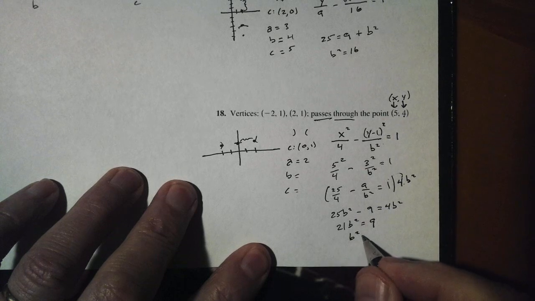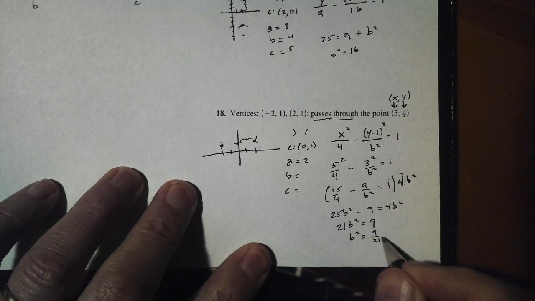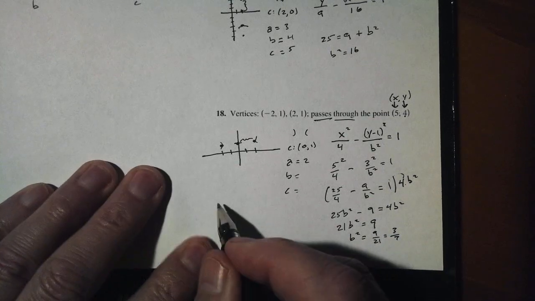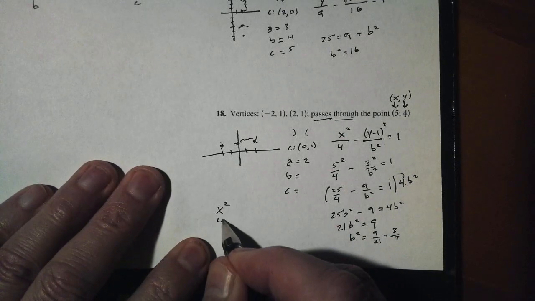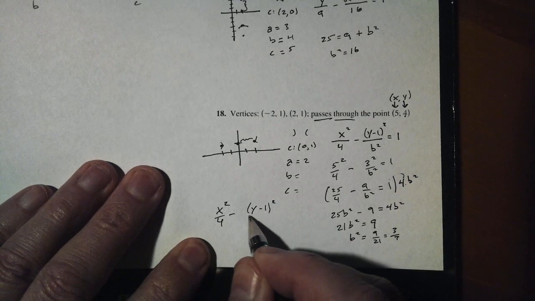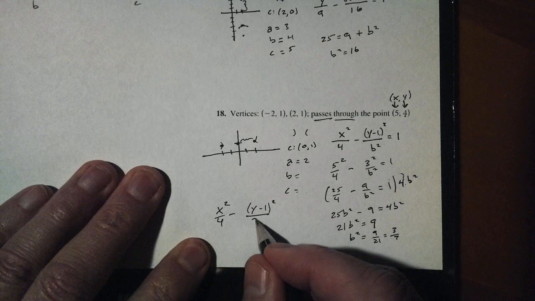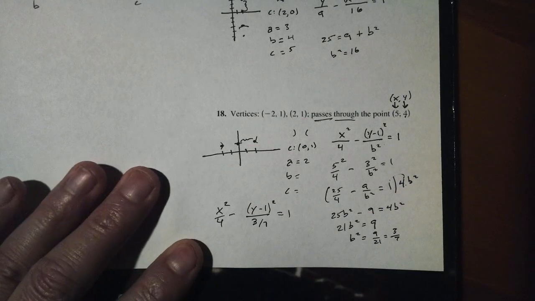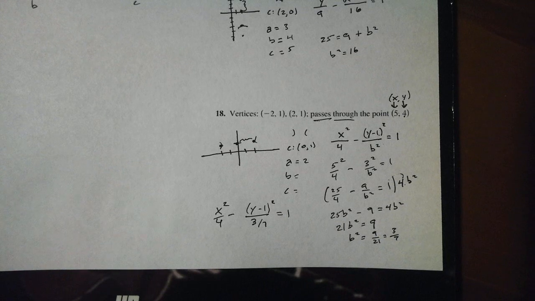That's B squared equals 9 on 21, or 3 on 7. So my final equation is x squared on 4 minus quantity y minus 1 squared on 3/7 equals 1. And there you have that problem.